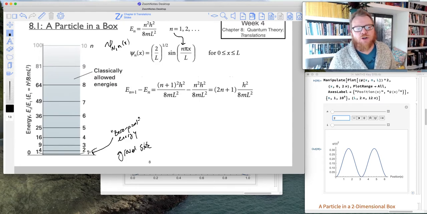So when n becomes 2, that goes up by the square, so it goes up to 4. And then when n equals 3, it goes up by 9. And then when n goes up to 4, it goes up by 16, etc.